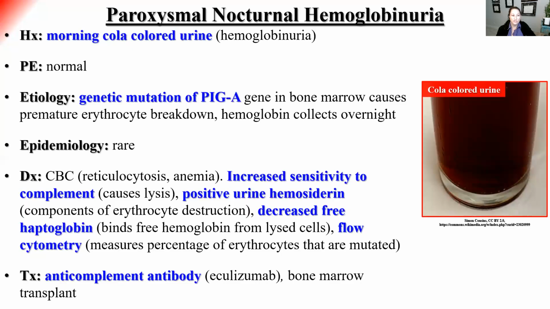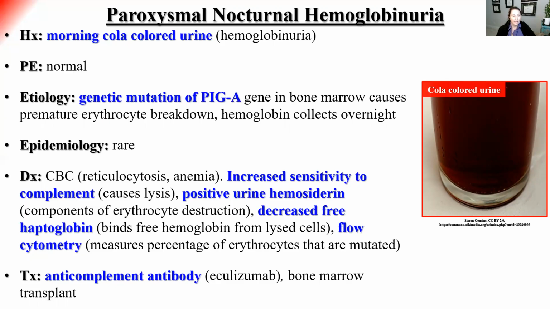Positive urine hemosiderin. These are the components of the red blood cell breakdown. So you'll see urine hemosiderin. Decreased free haptoglobin. We know that everything that's hemolytic will have a decreased free haptoglobin because that binds the hemoglobin from the lysed red blood cells. Flow cytometry is a test that we can use to determine how many of these cells are affected by this so that you can figure out how many cells are being lysed.